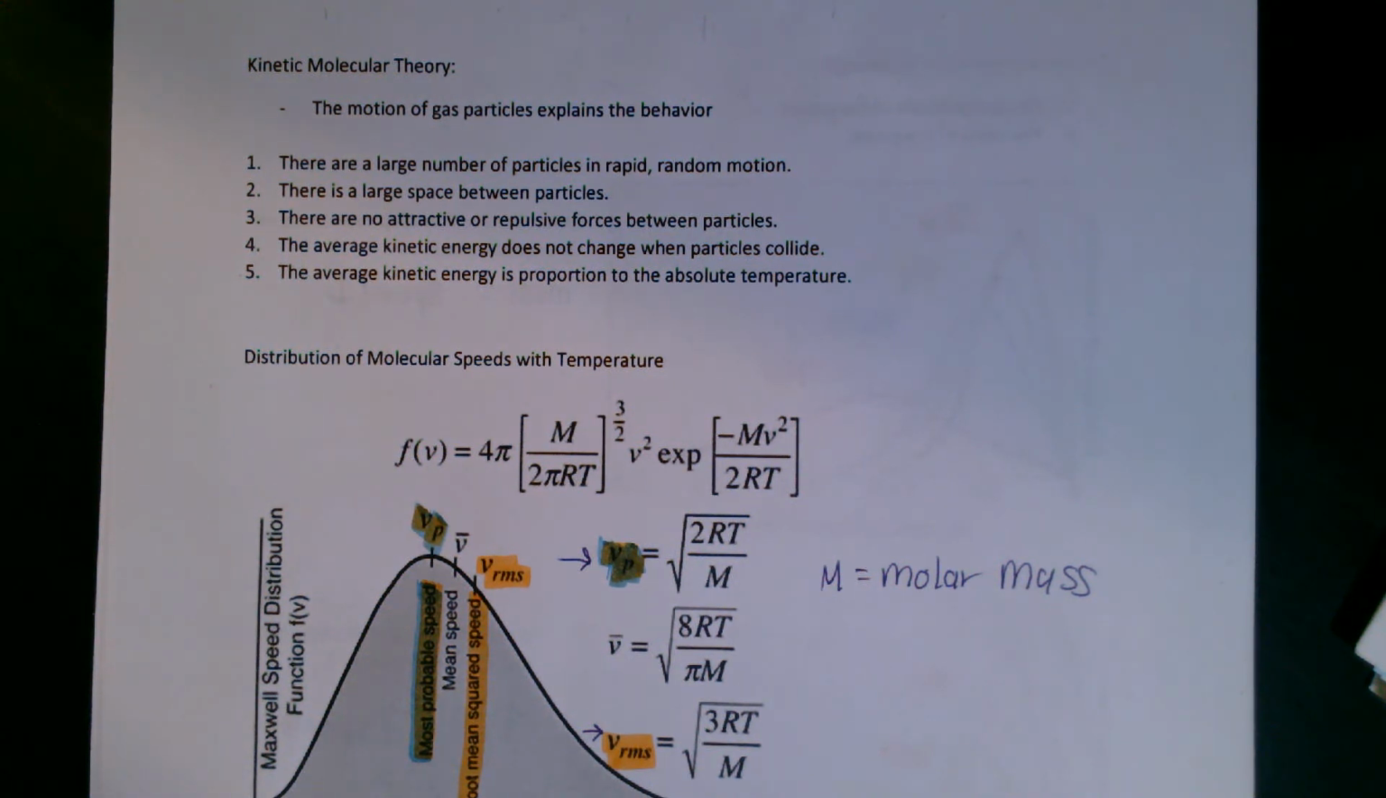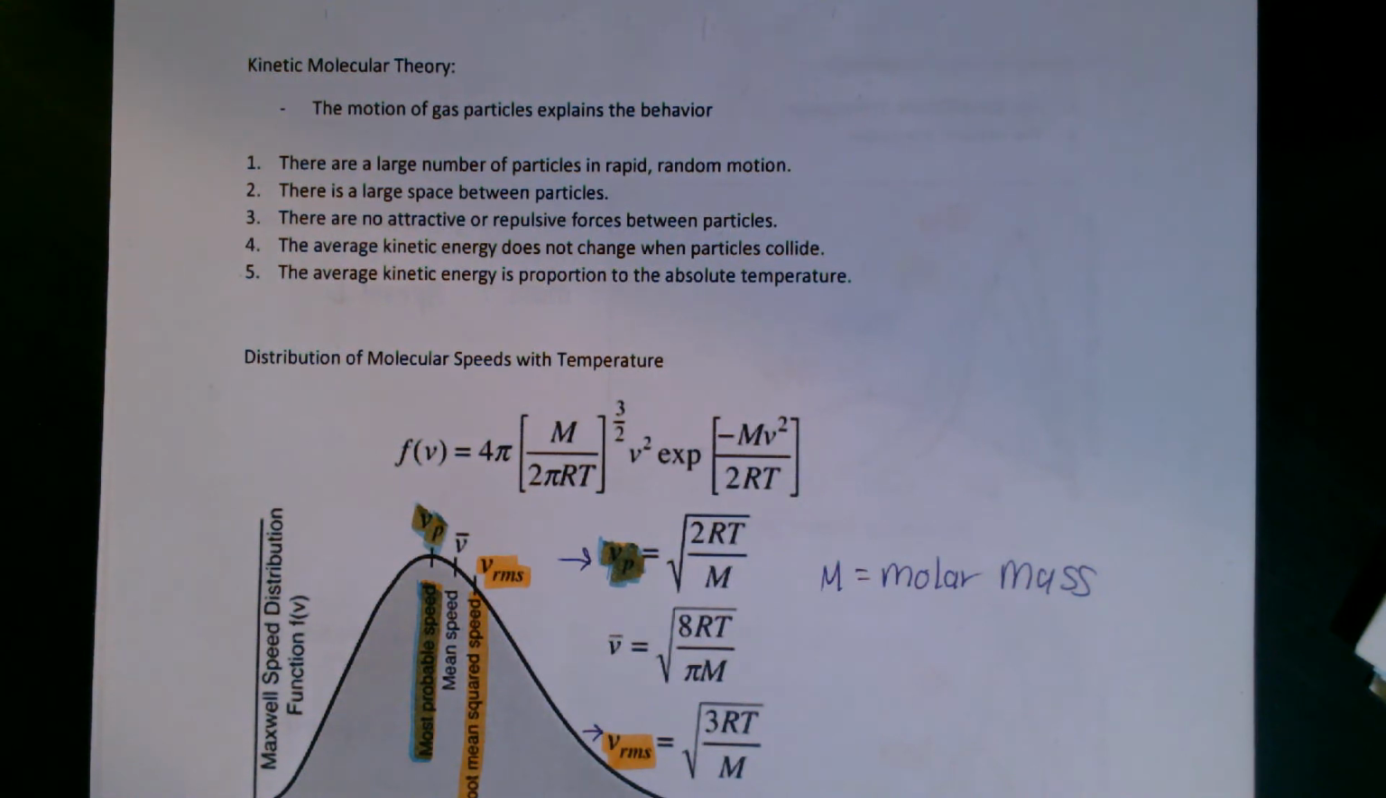Number two, we've talked about this: there's a large space between particles, and that allows us to compress gases, where we're just reducing that empty space between particles. Number three, there are no attractive or repulsive forces between particles, and we did talk about that when we talked about the ideal gas law. Some gases do slightly attract or repel, but for the most part, because of that large empty space between particles, you don't really get much attraction or repulsion between gas particles.